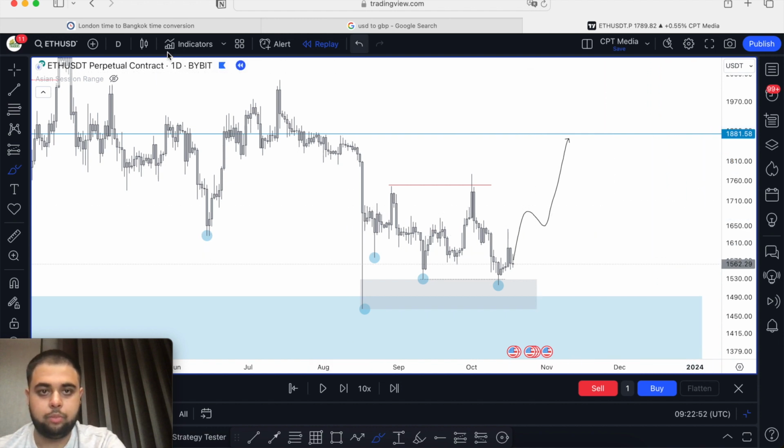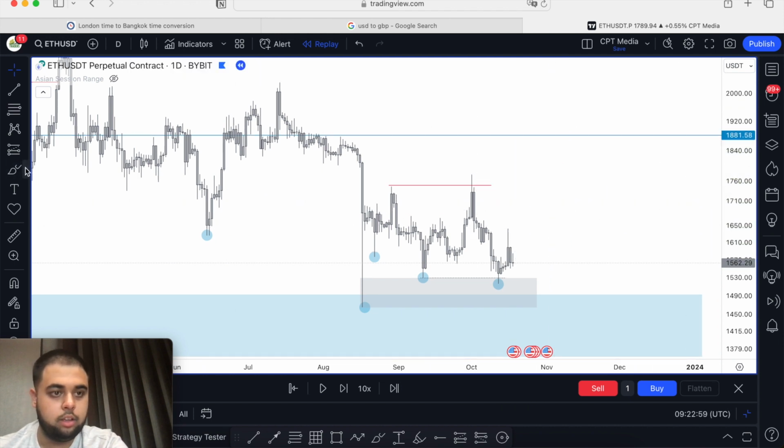Okay, so where would I want to be looking for potential supply levels from, right? You're probably wondering. Now the zone I'll be looking for is from here.